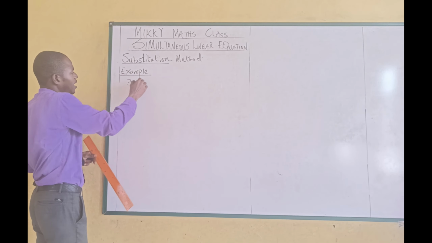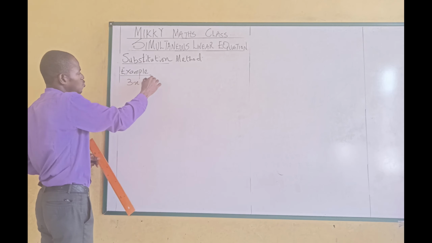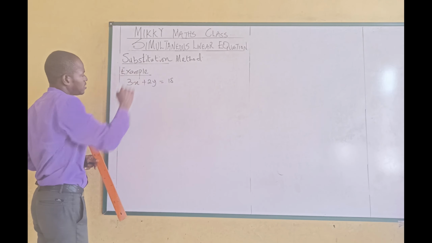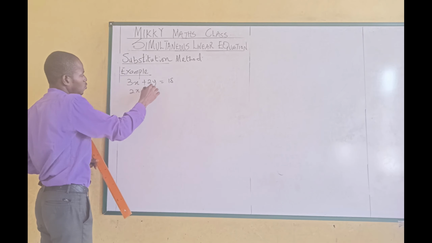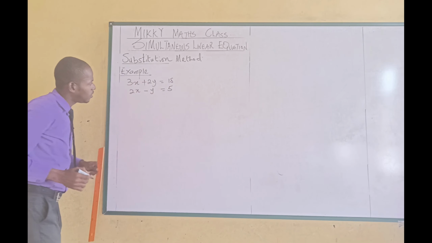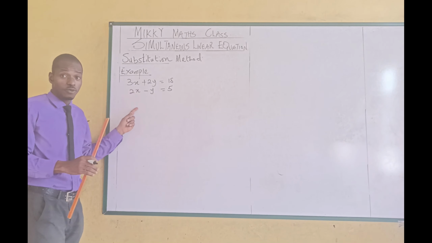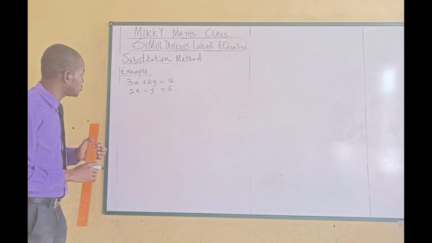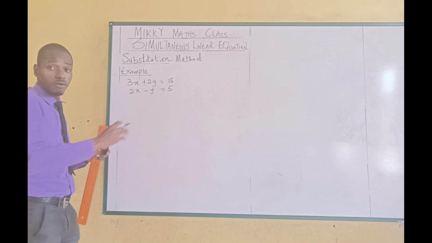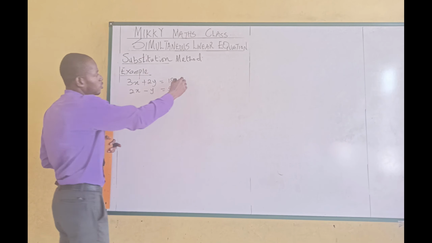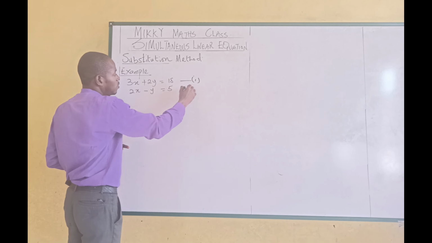3x plus 2y equals 18, and 2x minus y equals 5. I think this was the last example we used for the elimination method. Let's try out the same example for the substitution method. This is equation 1 and equation 2.